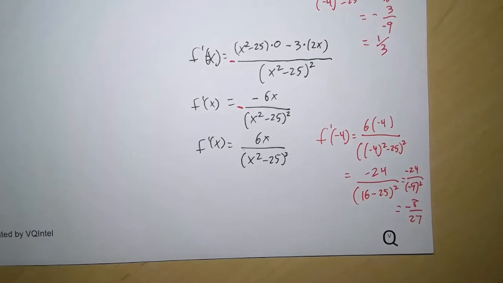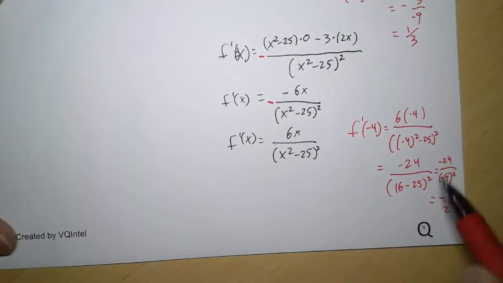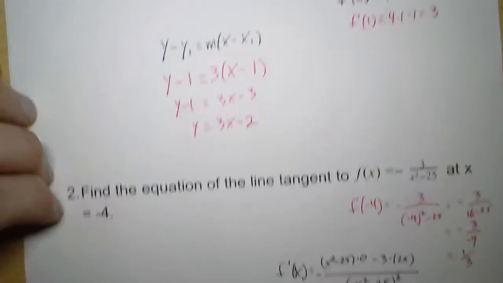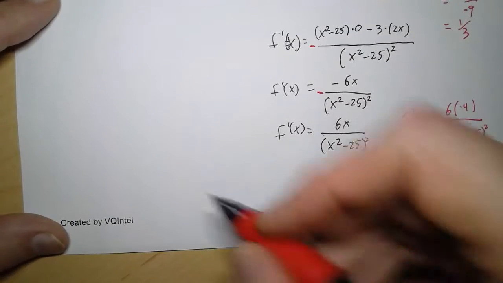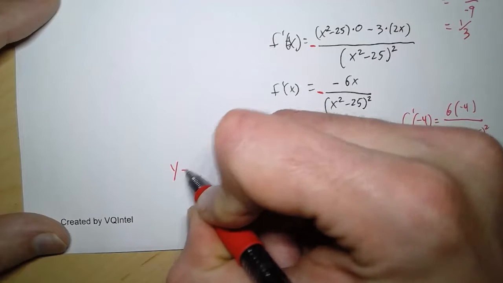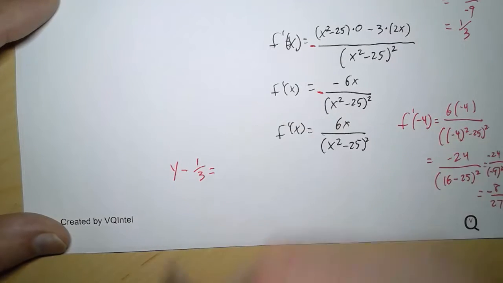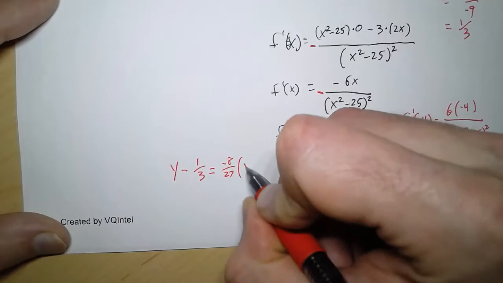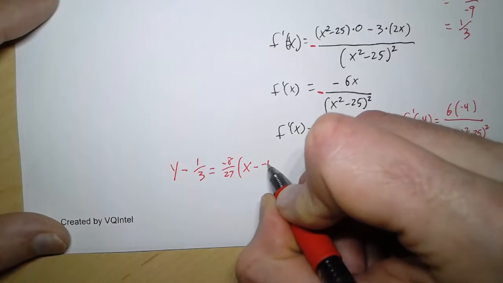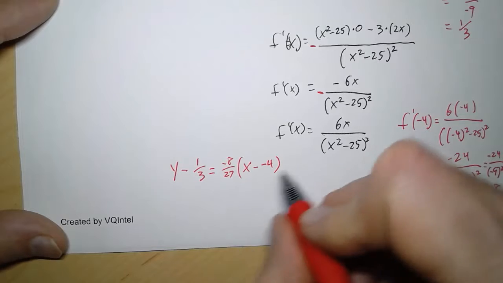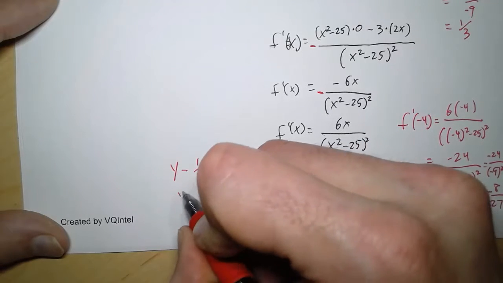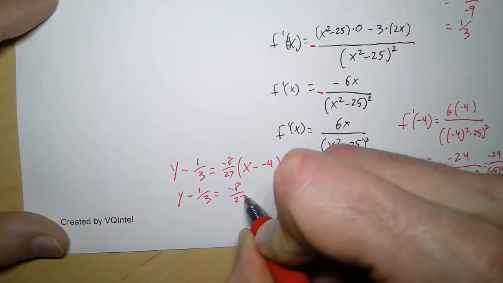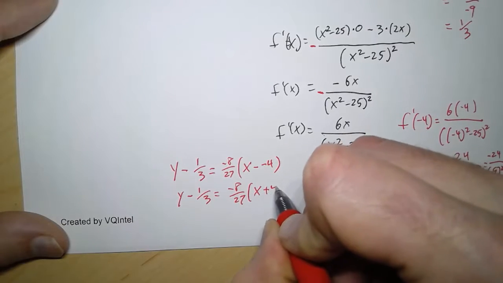So now, to find the equation of the tangent line, we take the point and we take the slope, and we put it in this form that we used up above. So we have y minus 1/3 equals the slope, negative 8 over 27, times x minus negative 4. And we can deal with the minus and negative. So we have y minus 1/3 equals negative 8 over 27 times x plus 4.